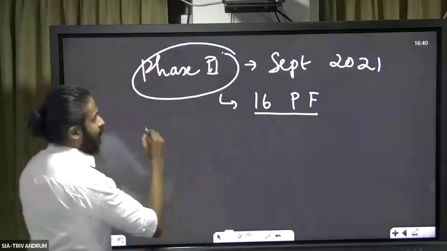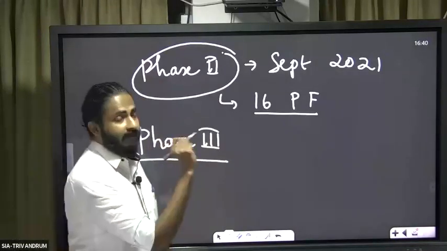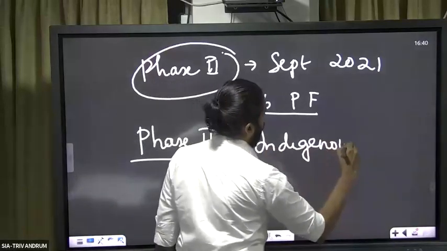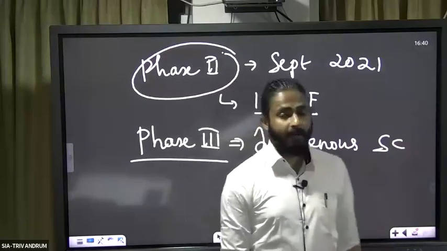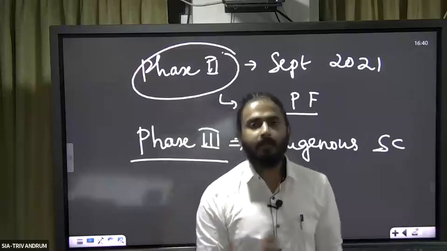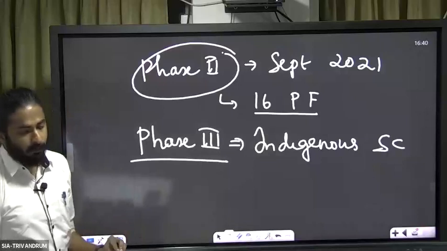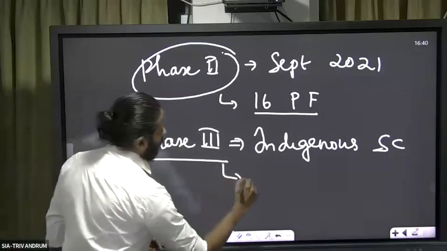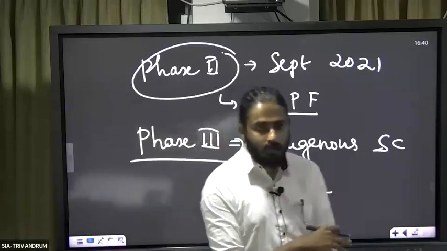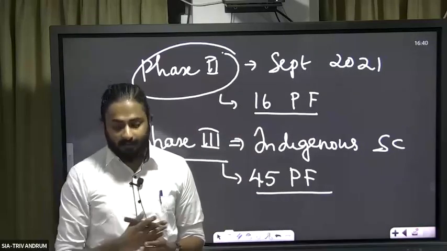And phase 3 has started this year. In phase 3, we will be developing fully indigenous supercomputers. In the first phase, we were only assembling. Here, everything will be developed in India. So in phase 3, we are targeting fully indigenous supercomputers, and we are trying to achieve a supercomputing speed of 45 petaflops.